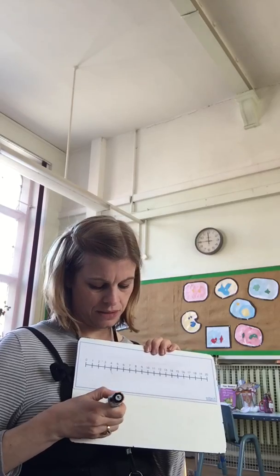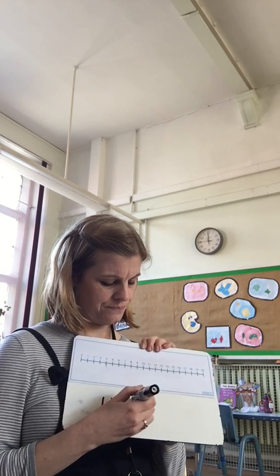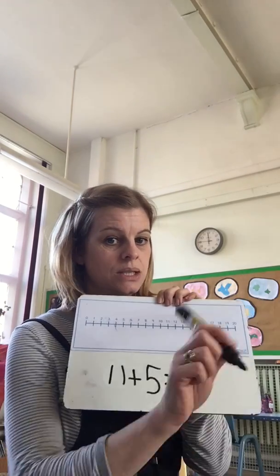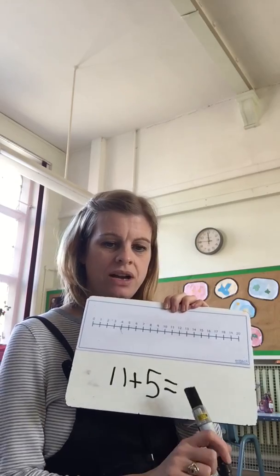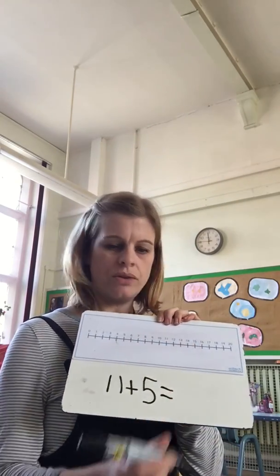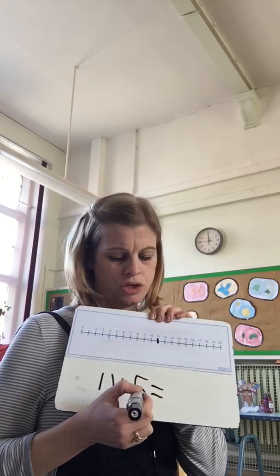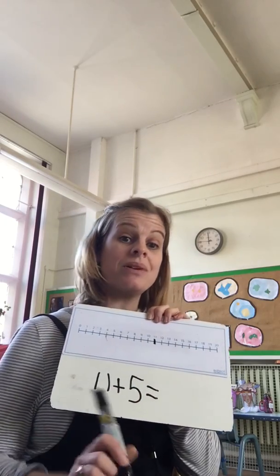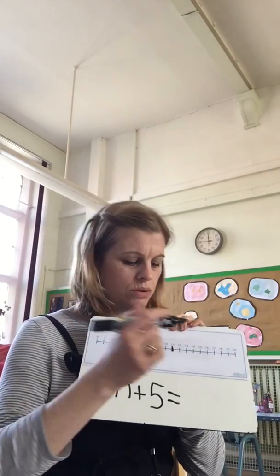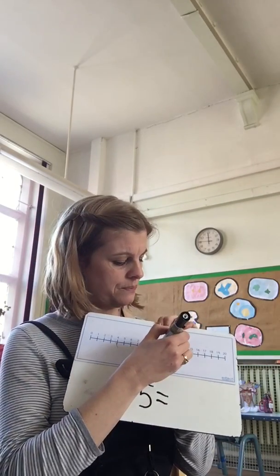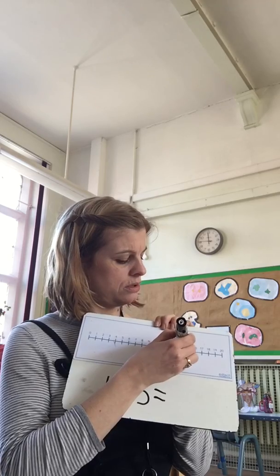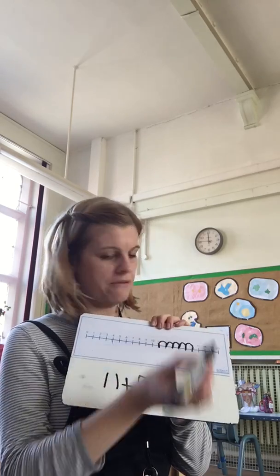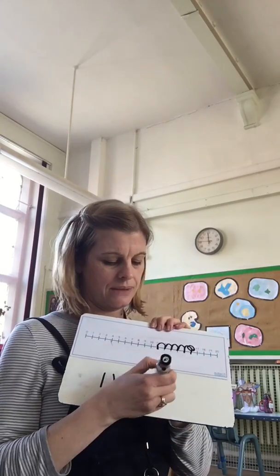This time, I would like you to do 11 add 5. 11 add 5. Some of you might already know the answer, but I still want you to be using your number line. 11 add 5. I don't go from 0, I start on 11. Here is 11. I'm going to do 5 jumps because I'm adding 5. My number is going to get bigger because I'm adding more. So I'm going to do 5 jumps. 1, 2, 3, 4, 5. And there is my answer.